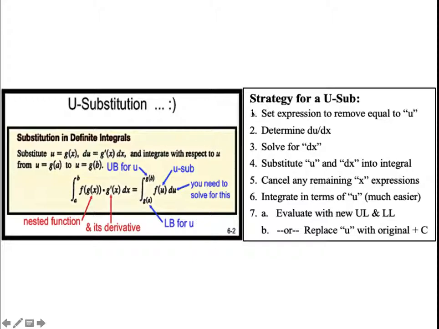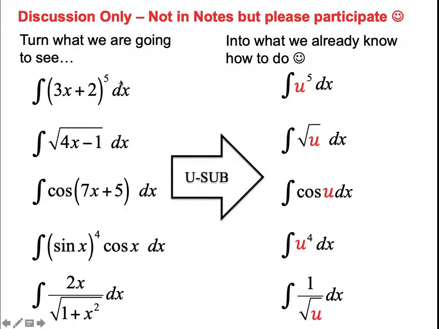And so, this is in your notes, and there's a lot going on here, but I'm just going to paraphrase what's going on. I'm going to go back a screen. If you notice, all of these integrands have a function inside a function. They have a 3x plus 2 inside something to the 5th power, or a 4x minus 1 inside a radical, or a 7x plus 5 inside a cosine, or a sine function inside something to the 4th power. Or they have a 1 plus x squared inside a radical.